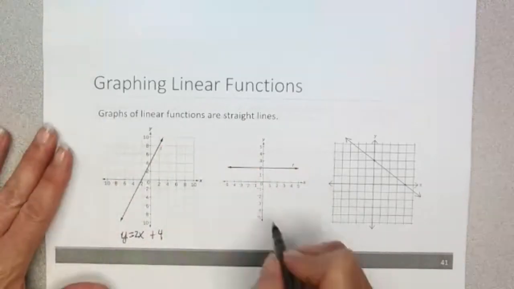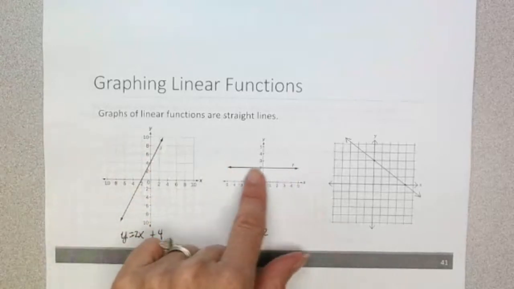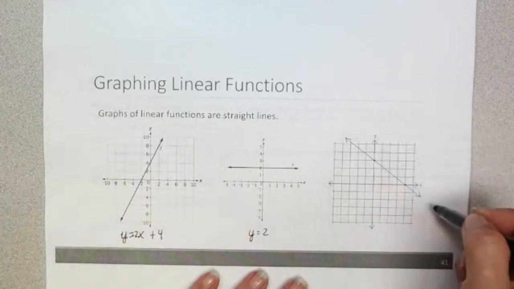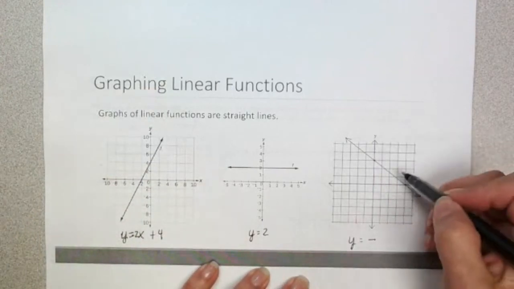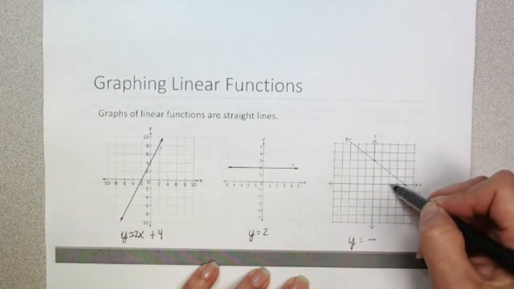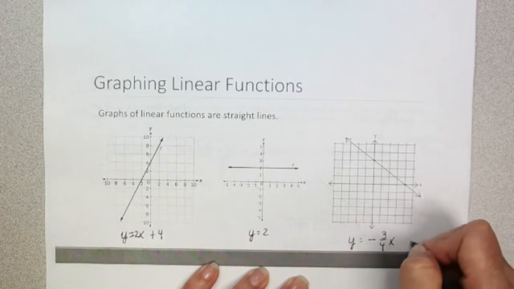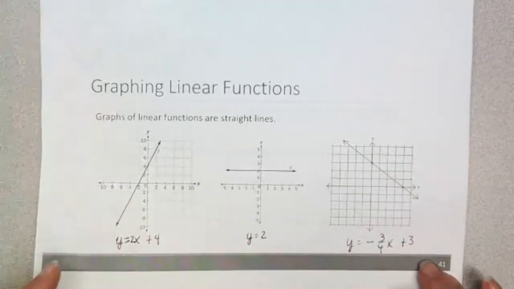This is just a horizontal line, y equals 2. We don't even care about x here because x could be just about anything, but y is always 2, so it'll be y equals 2. This one is going to be y equals negative 3/4 x plus 3. More on how I wrote those equations later.